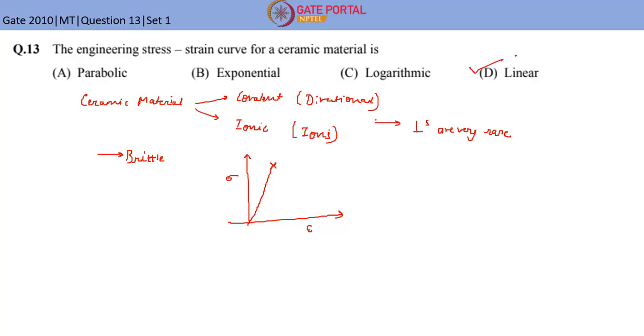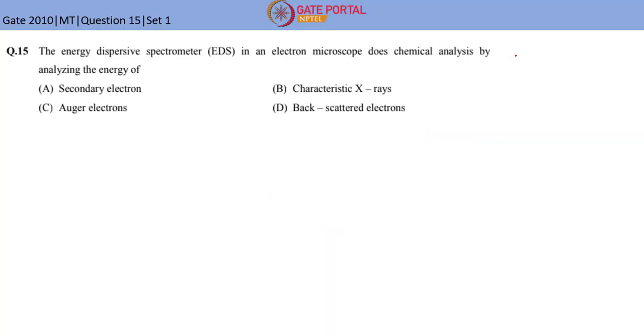Now we will come to the next question. This is question number 15, GATE Metallurgical Engineering 2010 question paper. The energy dispersive spectrometer, EDS, in an electron microscope does chemical analysis by analyzing the energy of: option A is secondary electron, option B is characteristic X-rays, option C is Auger electrons, and option D is backscattered electrons.